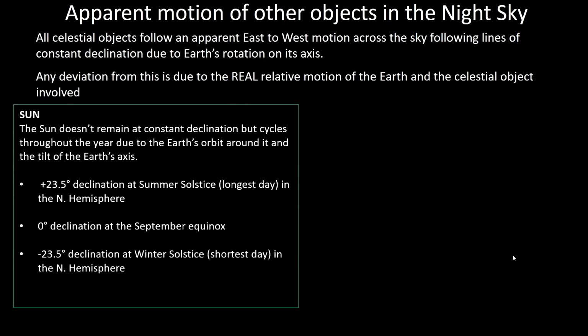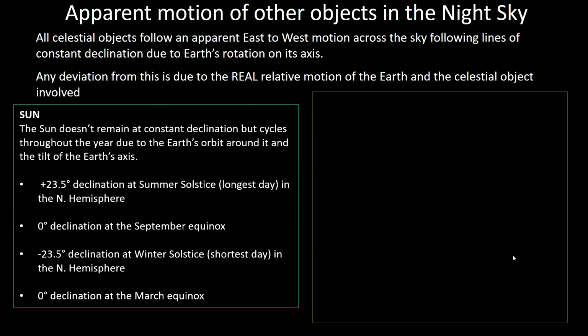So it doesn't get very far above the horizon at all. And then back to the March equinox, it's at 0 degrees declination. So basically, the maximum and minimum declination of the Sun correspond to the amount of tilt of the Earth's axis, which is 23.5 degrees. That makes total sense, okay? So the Sun basically follows the declination lines, but it follows a slightly different one every day as the Earth orbits around the Sun and the tilt changes.